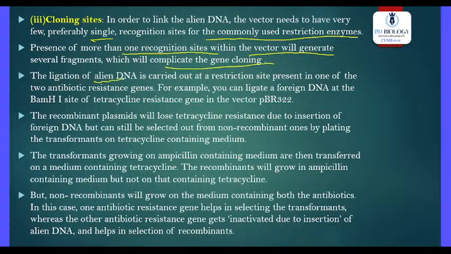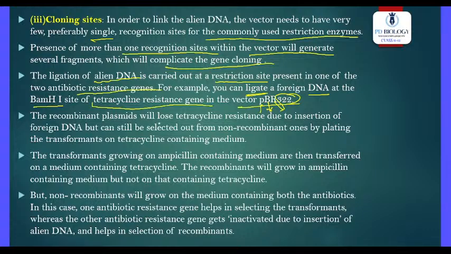The ligation of alien DNA is carried out at a restriction site present in one of the two antibiotic resistance genes. For example, you can ligate a foreign DNA at the BamH1 site of the tetracycline resistance gene in vector pBR322. I think you all know the name: p for plasmid, B for Bolivar, R for Rodriguez, and this is the lab number.